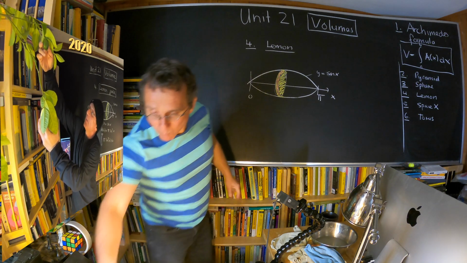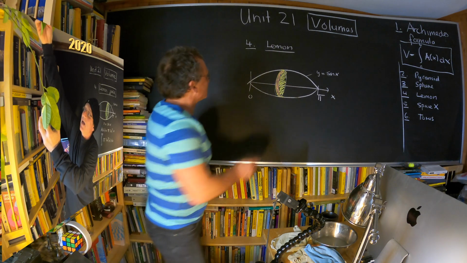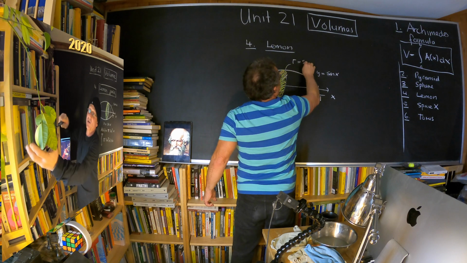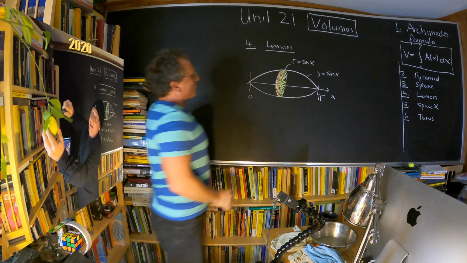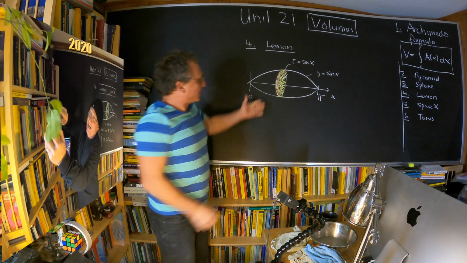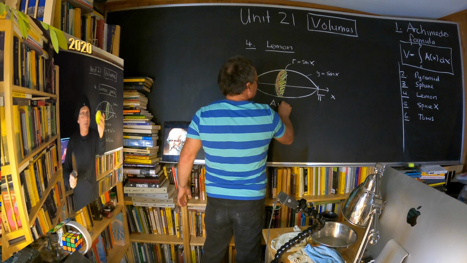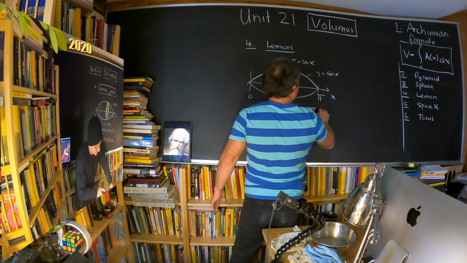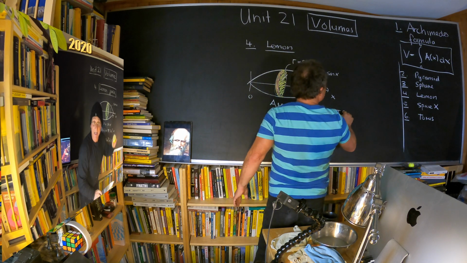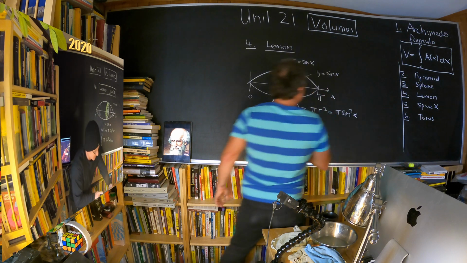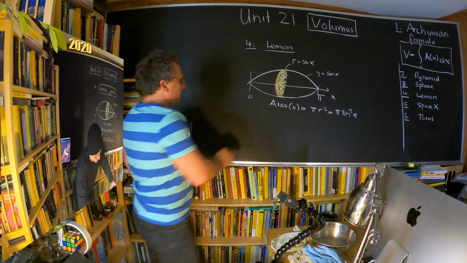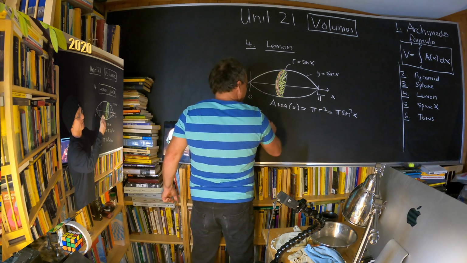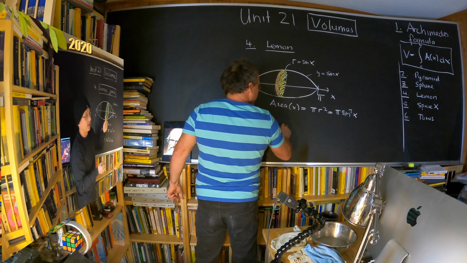and the radius here is just sine x. Now the area of the slice, because it's pi r squared, is pi sine squared x. And we integrate that up from 0 to pi. Pi sine squared x.